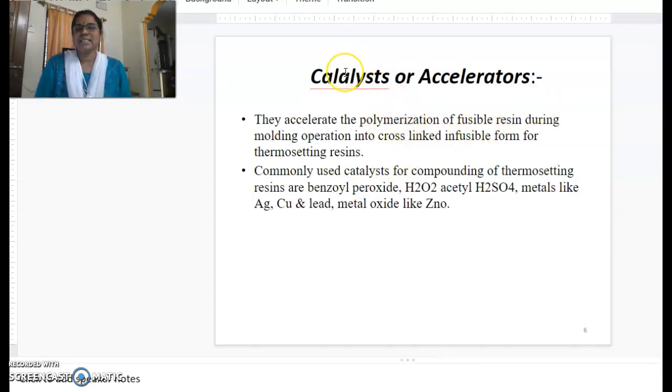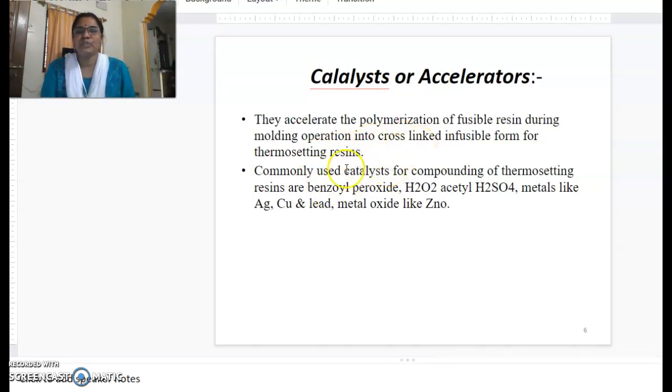The next one is catalysts and accelerators. You know the catalyst enhances the reaction, it accelerates the rate of reaction. How can this be done? They accelerate the polymerization of fusible resin during the molding operation into a cross-linked infusible form for thermosetting resins. This is especially for three-dimensional network structures.